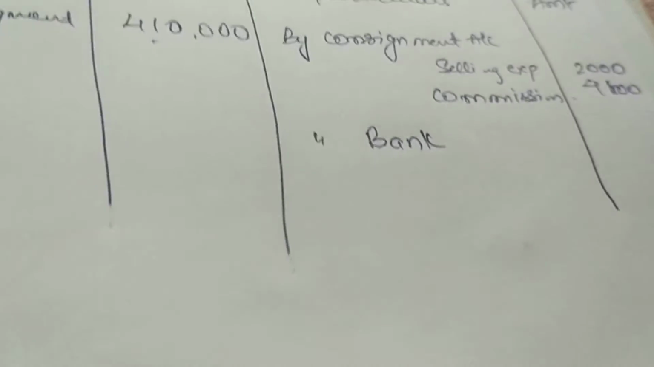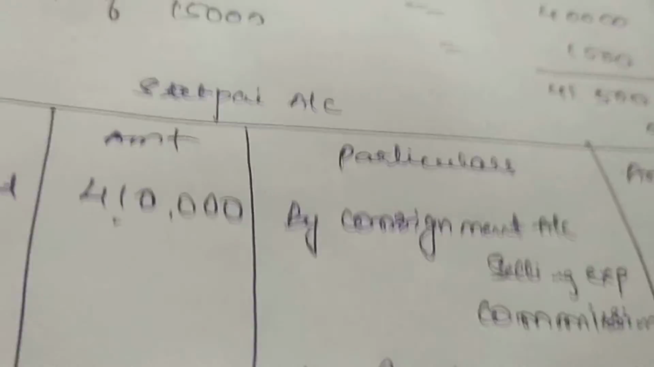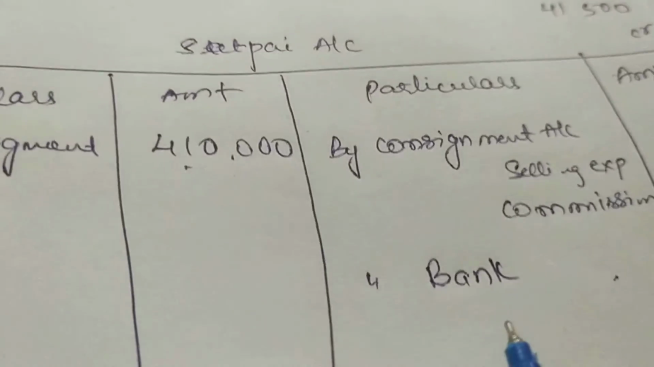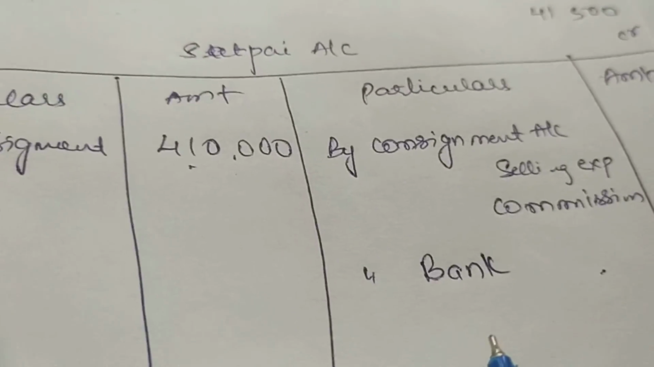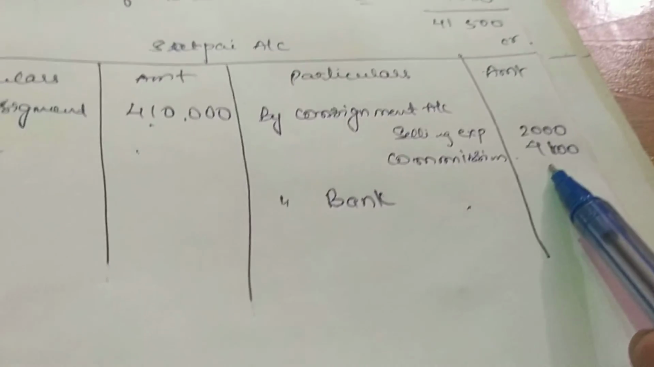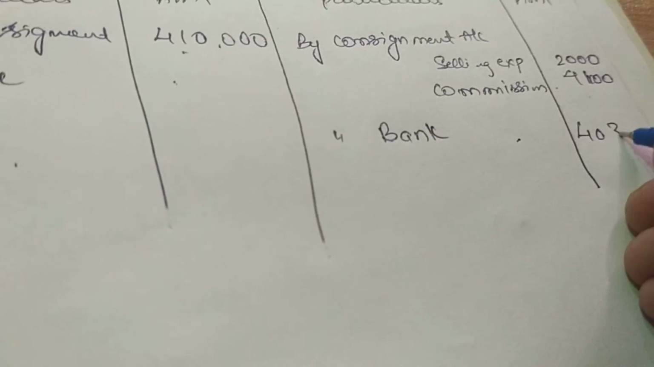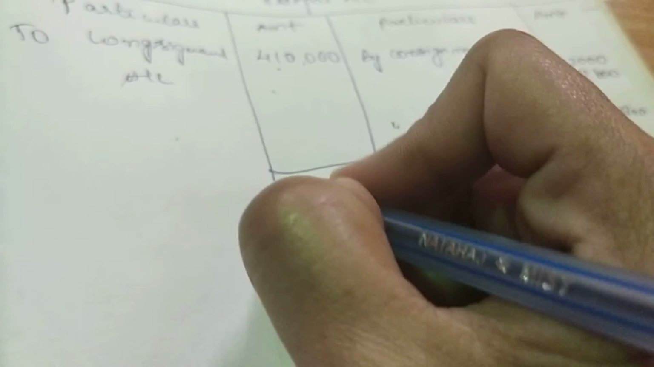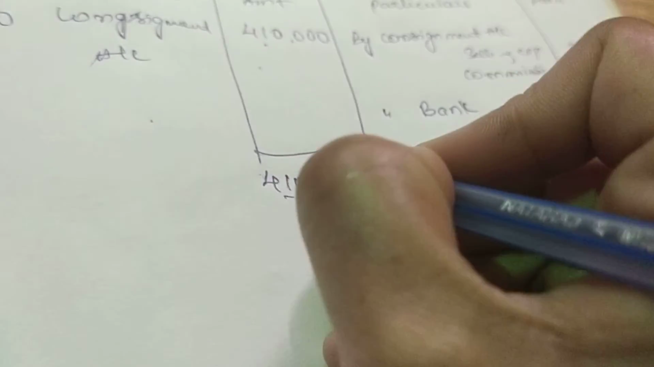So it is by bank account. If it is not payable in cash, if it is payable through bills receivable or something like that, you will write it as bills receivable account. Here it is told the final check is made for settlement. So the balancing figure amount has to be written: 4,10,000 minus 2,000 minus 4,100. It will amount to rupees 4,03,900. So the account gets closed by 4,10,000.